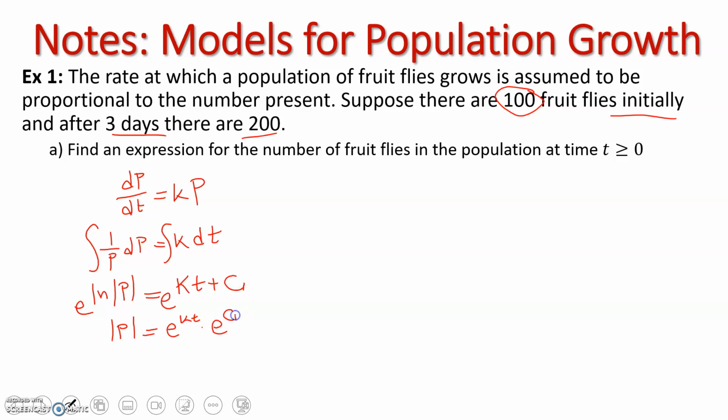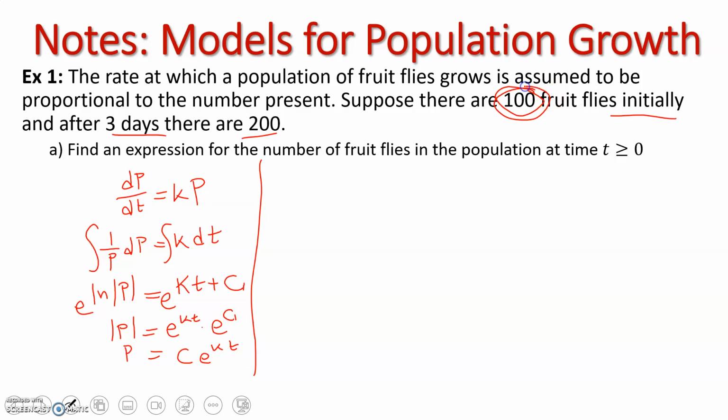Now, note we'll call this constant C. e to a constant is a constant, so this is a constant times e to the kt. Now, because population can't be negative, we'll remove the absolute value, and here's our generic formula.